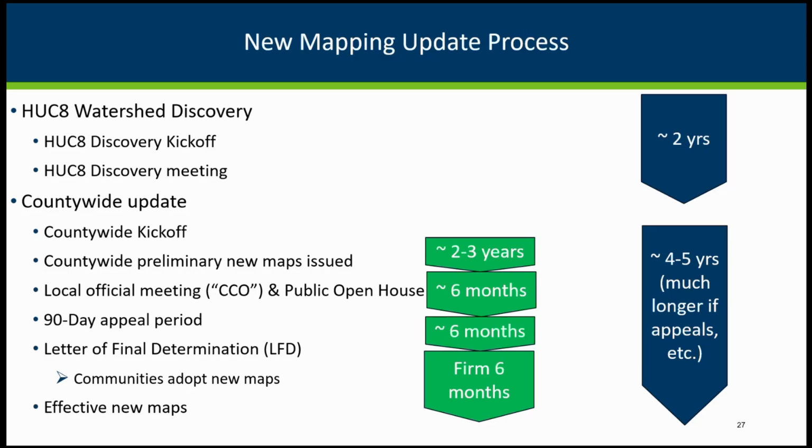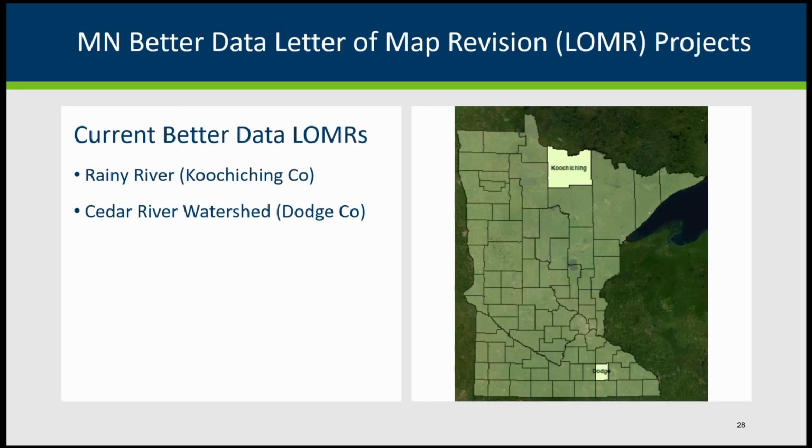So all in, it's not a short time to get new maps. It can usually take around 4 or 6 years or more until there are new effective FEMA maps. And there have also been recent lapses in funding, which has caused larger gaps in time for some of those projects. So FEMA has also started to fund the DNR to perform what's called a Better Data Letter of Map Revision. And this essentially is a smaller standalone project that revises a small area of the map if there are concerns over modeling or mapping.